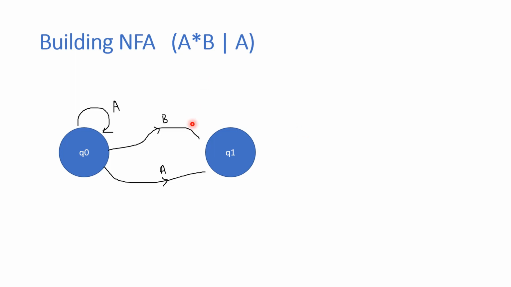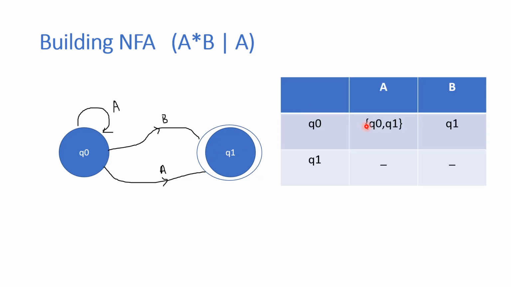Now, if you stay here, you can think of this as two machines. One is a machine that just recognizes A, and another machine gets any number of A's and recognizes a B. And Q1 is the accept state here. So you can see that this regular expression is represented by this non-deterministic finite automata.